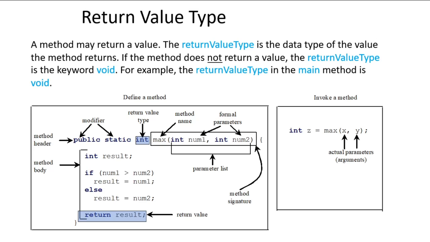The return value type is the data type of the value the method returns. So it has to match this line you see here, the last line of the function in this example, return result. So the data type of result should be exactly the same type as the return value type specified here. If the method does not return a value, the return value type will be void. Void is another special keyword, and it actually means that this function will not return anything.